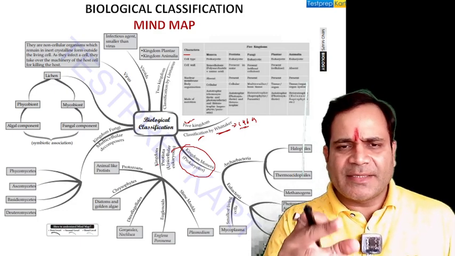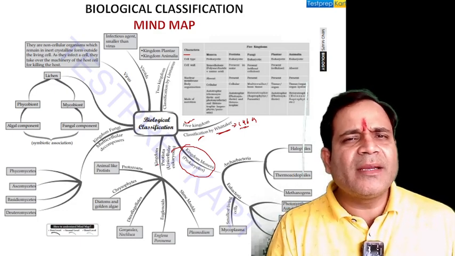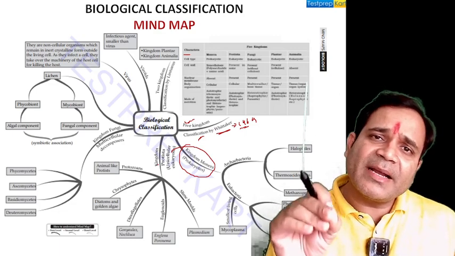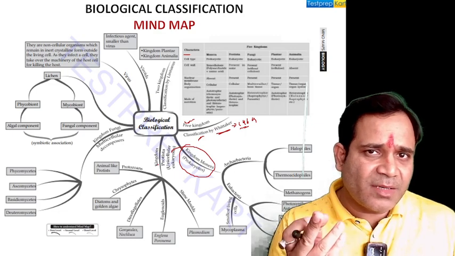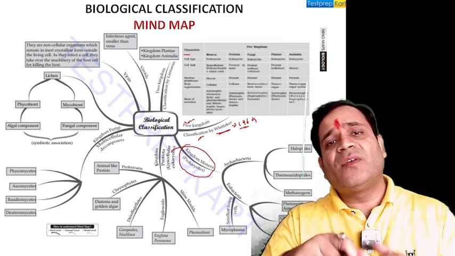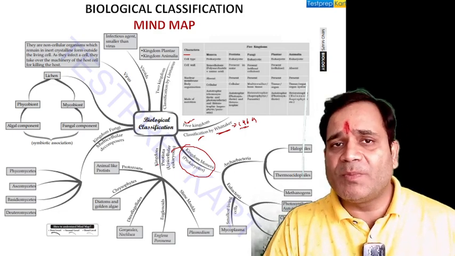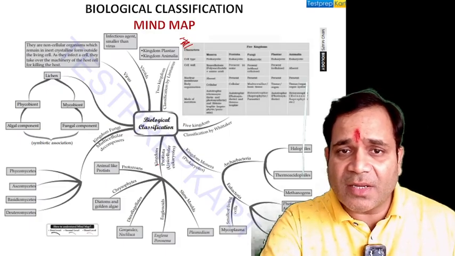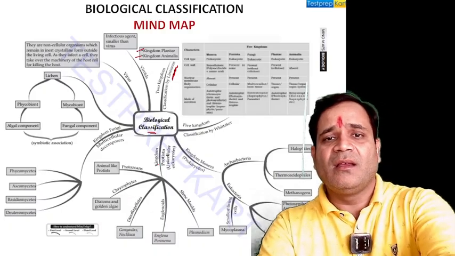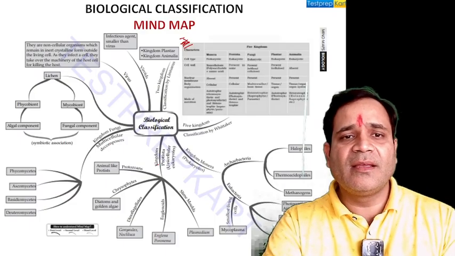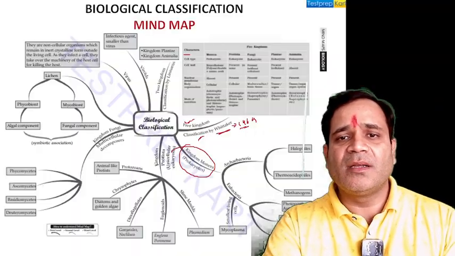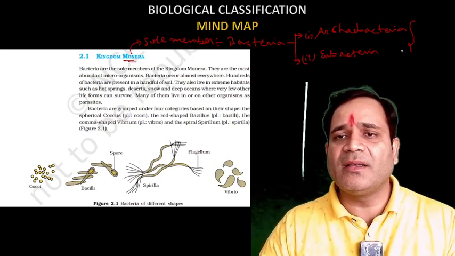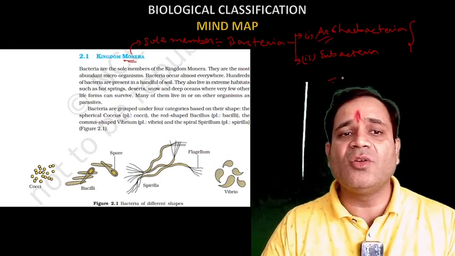Kingdom Monera, its sole member here is what? Bacteria, my dear. Yes or no? Yes. And you know that bacteria are prokaryotes. Cell type is prokaryotic, as I just told. And further these bacteria are divided into two parts, that is archaebacteria and eubacteria. See, this one thing I'm telling in this very part. Archaebacteria and eubacteria, here I have written them.